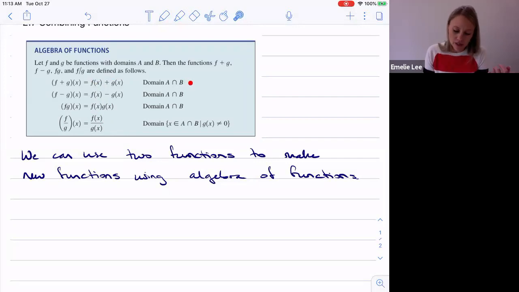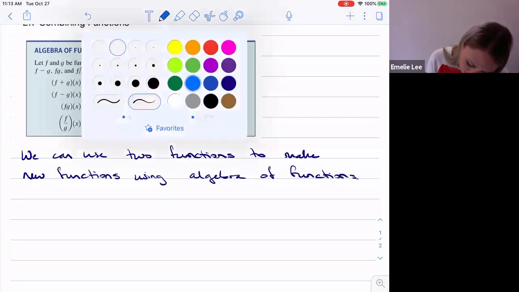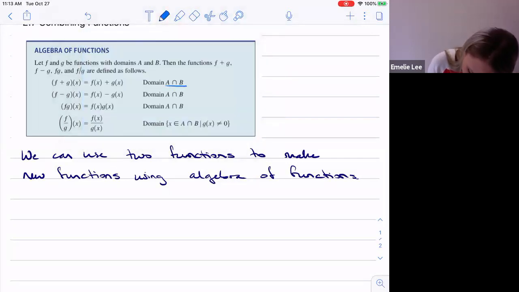And so if we're talking about the domain A and B, right, this is read as A and B, is the overlap of A and B, right? And so here, overlap of the domain of F and the domain of G.